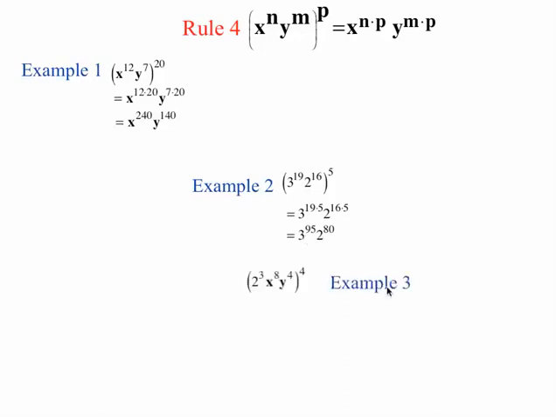Example number 3. Here we have 2 to the 3, x to the 8, y to the 4, all to the power of 4. The 4 is going to come in and multiply all these powers. So we're going to get 2 to the 3 times 4 times x to the 8 times 4 times y to the 4 times 4, which will give us 2 to the 12, x to the 32, and y to the 16. And that is it for rule number 4.